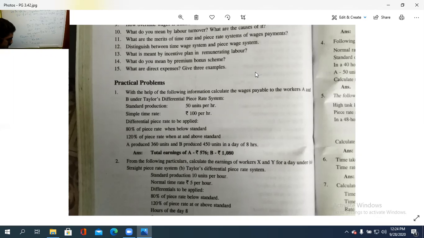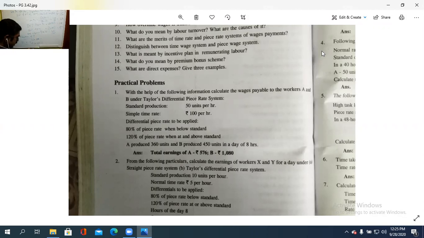Into 360. So here there's a slight change. 80% of the price rate is 2 into 80% is 1.6, not 0.8. So 1.6 into 360, why is it? Because the standard production is 400, and this is less than the standard production, 400.